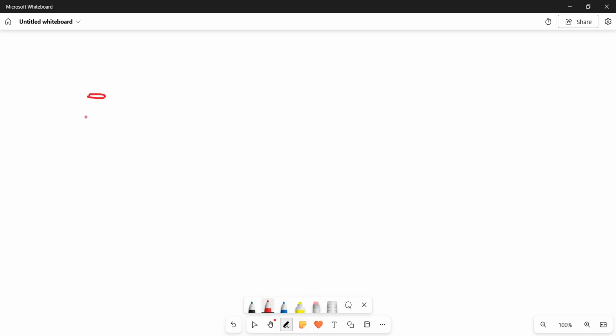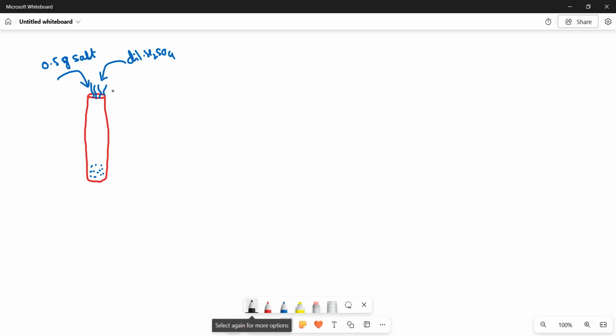So let us take a test tube in which we place some 0.5 grams of salt and add dilute sulfuric acid to this salt. The salt is present here and we are adding the dilute sulfuric acid. Afterwards, observe the gases that are released. Based on the gases released, we can categorize this type of salt.